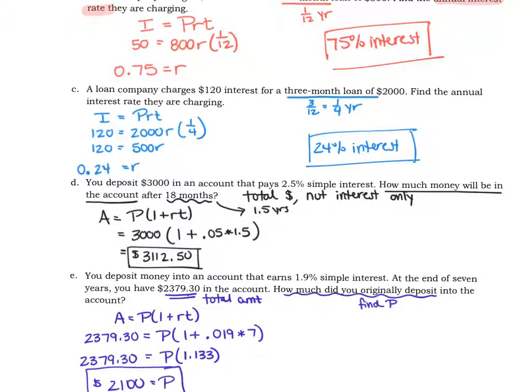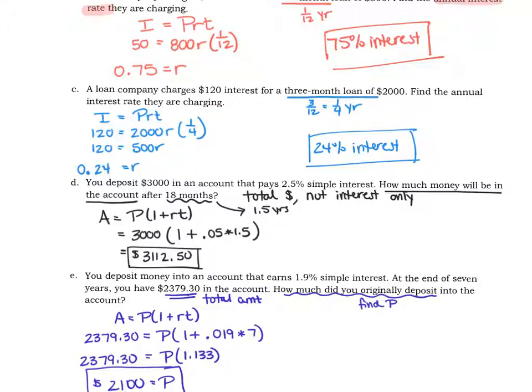Okay, let's take a second to see how you did. So in question C, remember a 3-month loan is 3 out of 12 months in a year, or 1/4 of a year. Please be sure you're using 1/4 for T. Solving that equation should give you an interest rate of 24%. And again, make sure you turn that decimal 0.24 into a percentage.